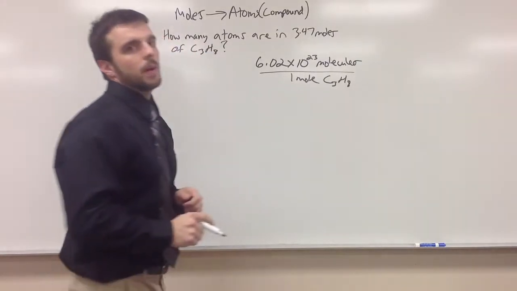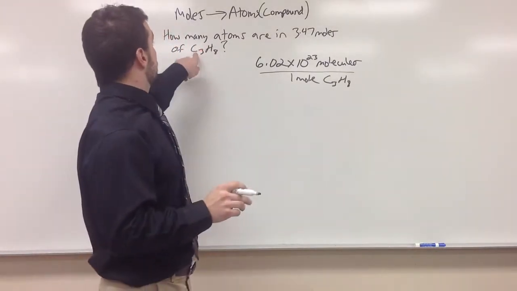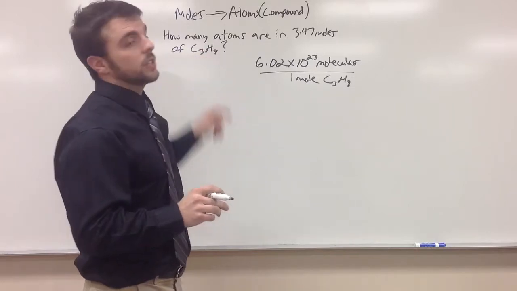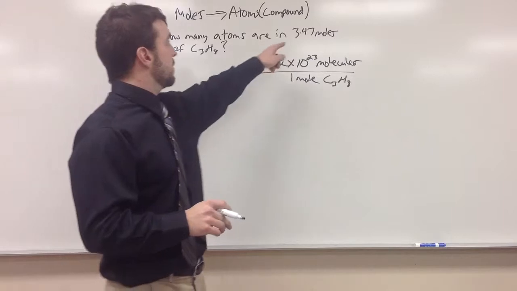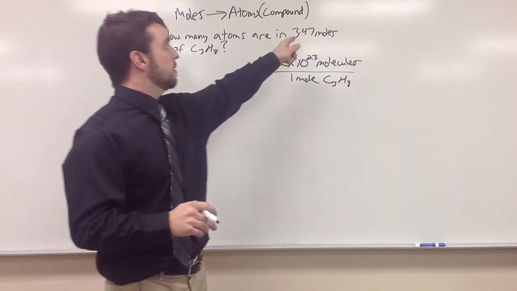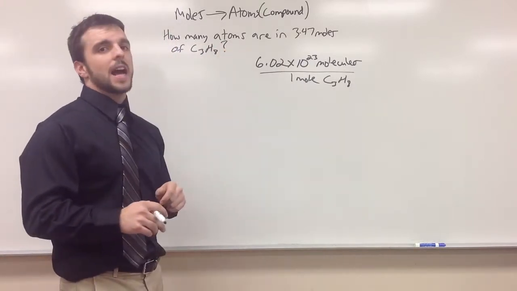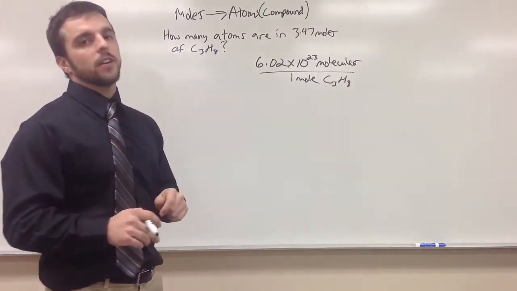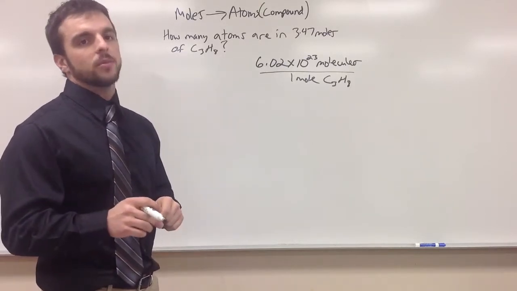Because remember, compounds are made up of molecules. The C, the carbon, and the hydrogen, those are atoms in the molecule. So now that we have this and this, we can get to molecules, so we can see how many molecules 3.47 moles are, but it's not asking for that, it's asking for how many atoms. So we need to figure out a new conversion factor. We need another conversion factor to say how many atoms are in this molecule.